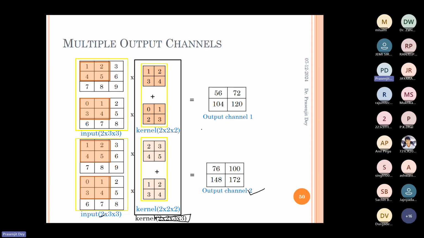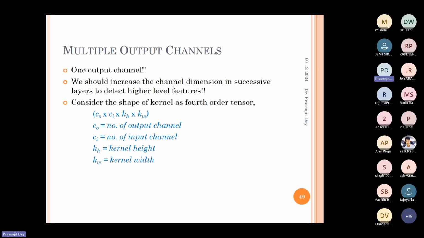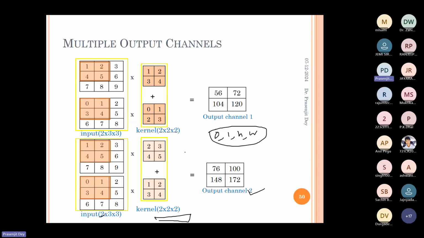In the case of a kernel, the first dimension represents the number of output channels, the next dimension represents the number of input channels, the third dimension represents height, and the fourth dimension represents width. This is how a kernel or weight tensor is represented. If you go back to the previous slide, you can see the kernel dimensionality is represented like this: C0 is the number of output channels, then the number of input channels, then the kernel height, and then the kernel width. This is how we deal with multi-dimensional, multi-channel input data.